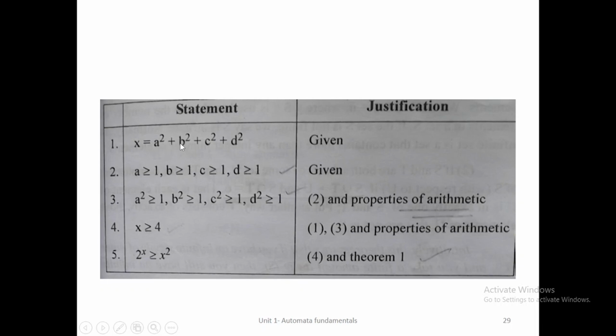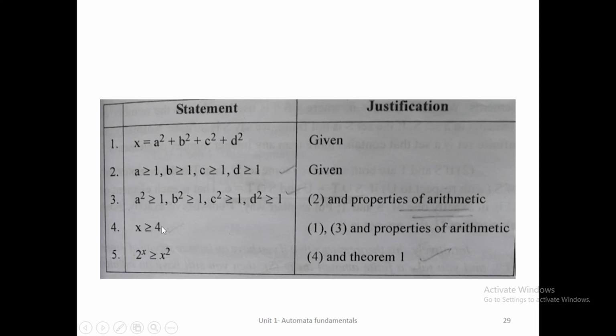Now I am taking A, B, C value as 1 and D value as 2. What is the answer for x? X means 1 plus 1 plus 1 plus 2, so 4 plus 3 is 7. So the only possibility is either x equal to 4 or x equal to 7. Like that, the answers may vary.